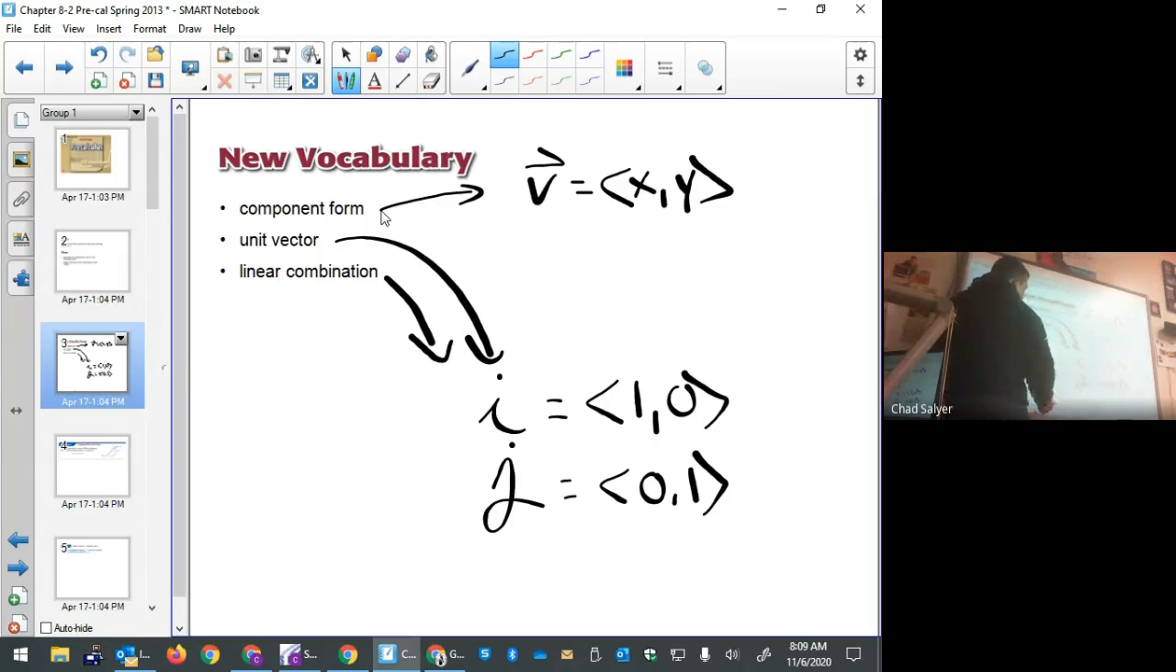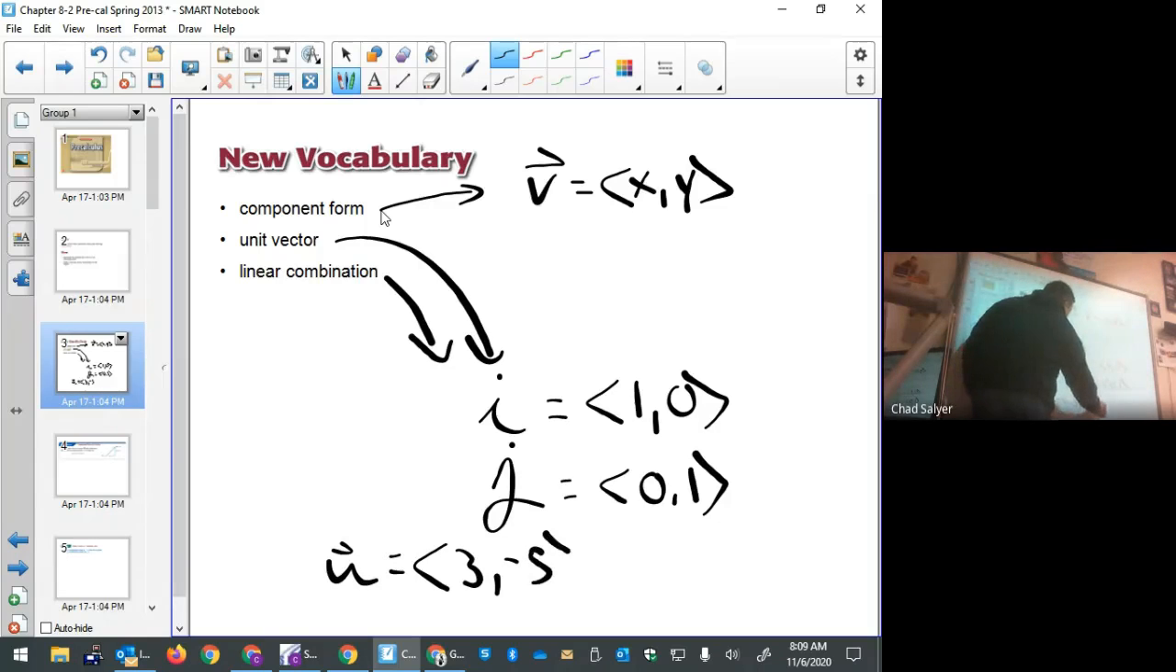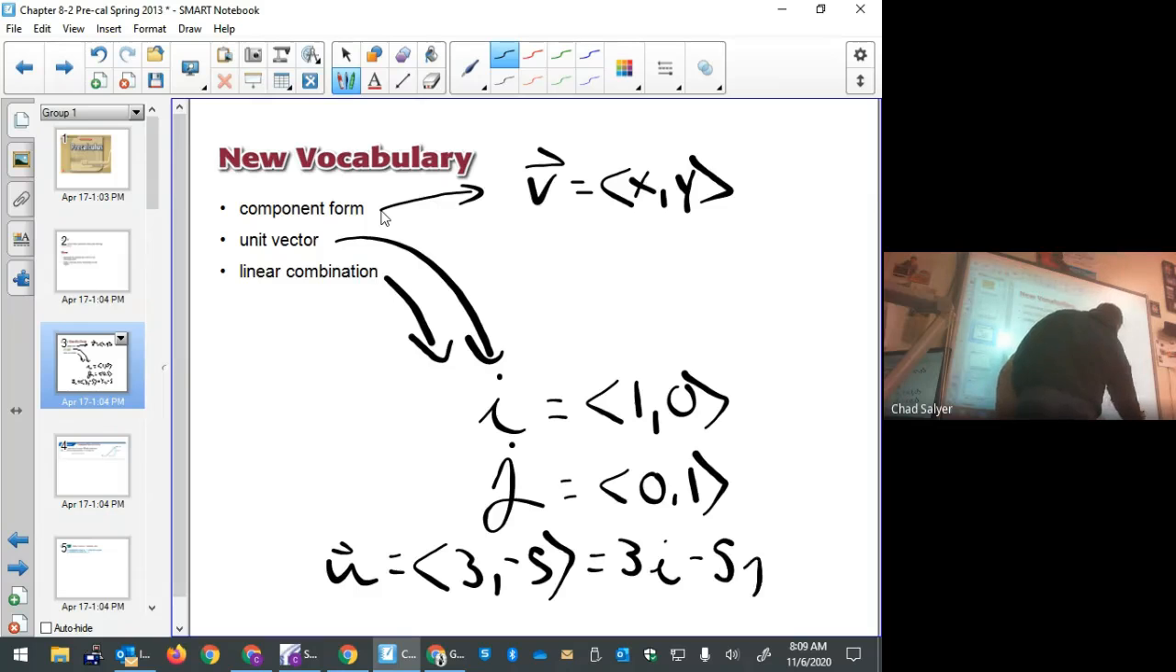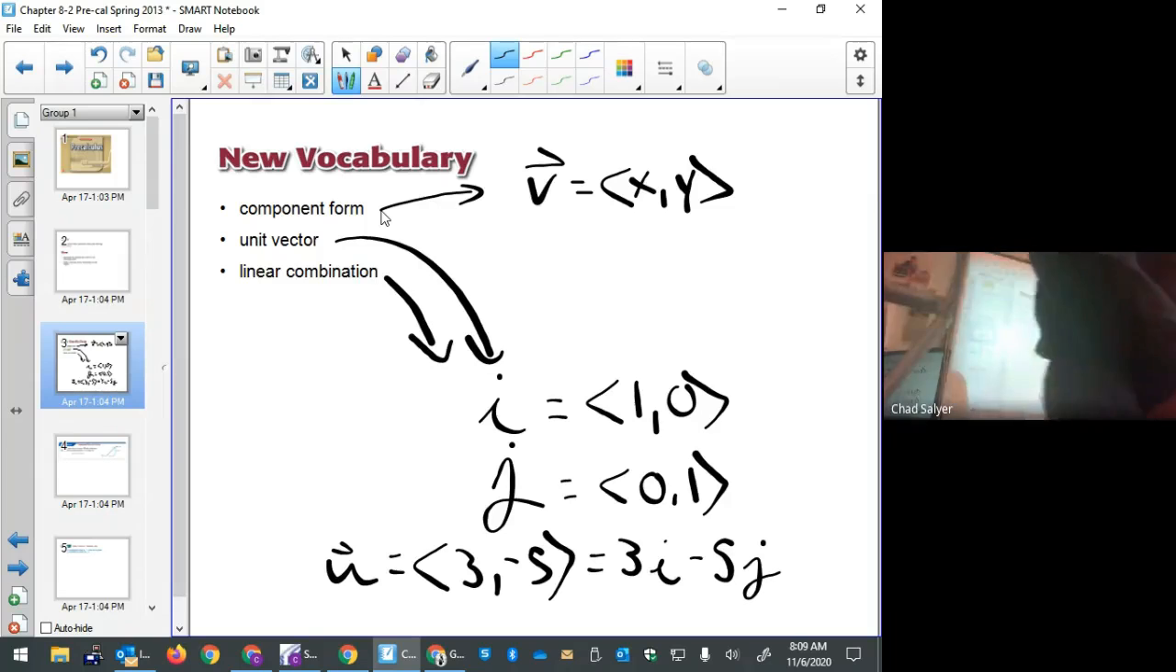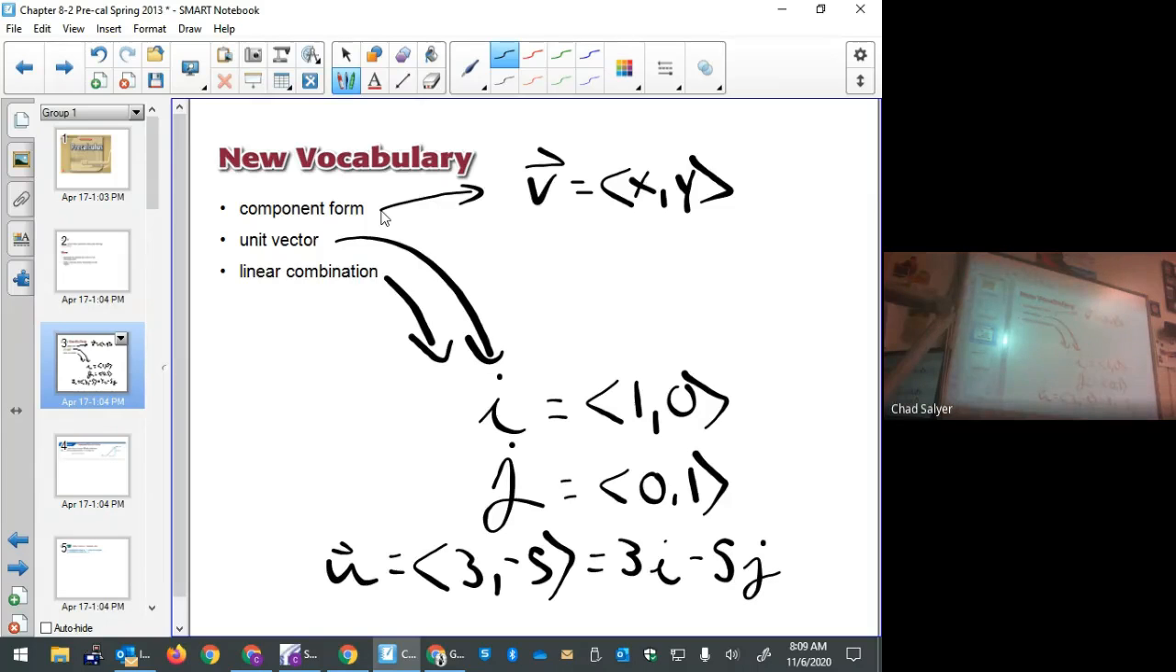So just for the sake of argument, let's say I've got vector u, and it is <3, -5>. I could also write that as 3i minus 5j. So the left representation with the less than symbol, 3, -5, and then the greater than symbol is the component form. The right representation, 3i minus 5j, is the linear combination form.